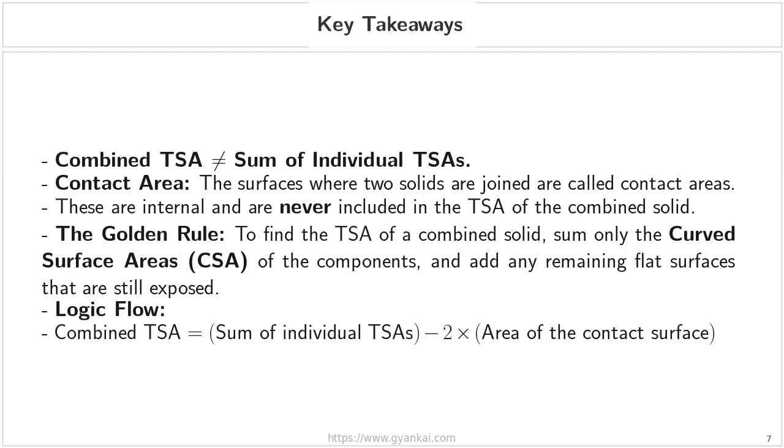To wrap this all up, I'll leave you with a logical formula that you can use to check your work. You can find the combined total surface area by taking the sum of the individual total surface areas and subtracting 2 times the area of the contact surface. We subtract it twice because, as we discussed in our common mistakes slide, one surface from each shape is being hidden from the outside. If you can apply this logic, you'll avoid the most common traps in these types of problems.